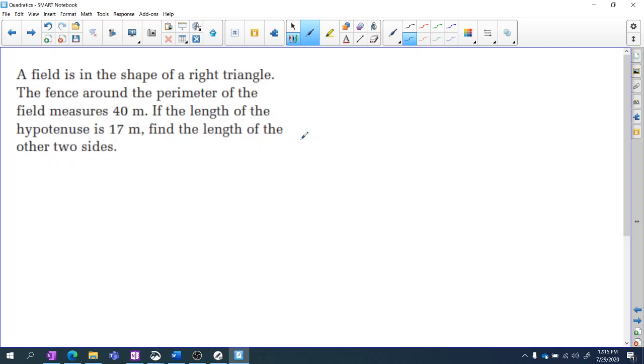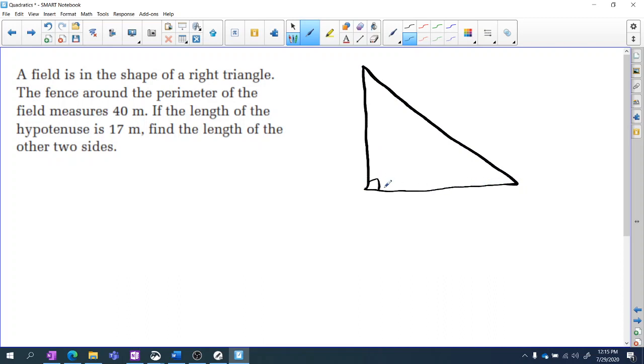I wanted to do one with a right angle triangle. So again, nothing here other than words and some measurements and some descriptors. I have to turn those into a quadratic equation that I'm going to solve or try and solve. So it says a field is in the shape of a right triangle. The fence around the perimeter of the field measures 40 meters. The length of the hypotenuse is 17. Find the length of the other two sides. So I've got a field. Like this.